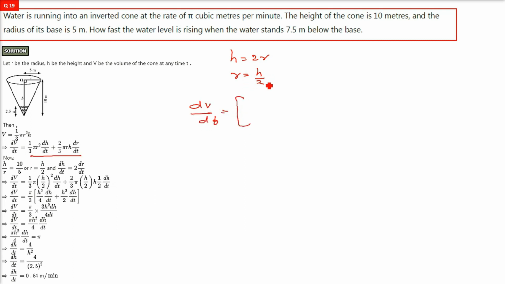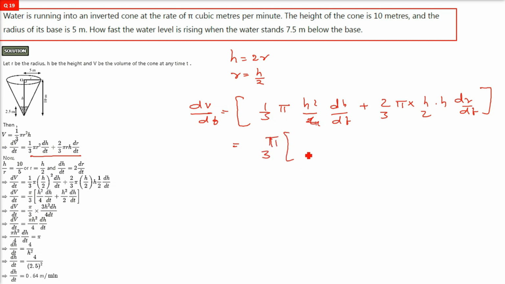See, when we compute this dv by dt, it will be 1 by 3 pi r square h. So you can just write r as h by 2 and square it. And then we have 2 by 3 pi, because this comes after the differentiation. dv by dt you have to differentiate. Volume is 1 by 3 pi r square h. I hope you will be able to differentiate it, because one time you have to take r, one time you have to take h. And this h equals 2r has only come after taking the relationship between h and r. So h by r is 10 by 5, that is, r is h by 2. That is why we are able to write this r as h by 2.